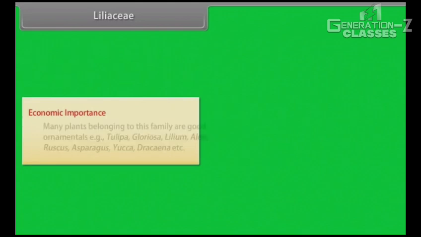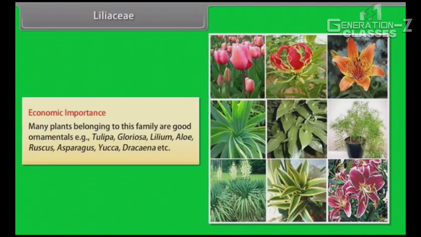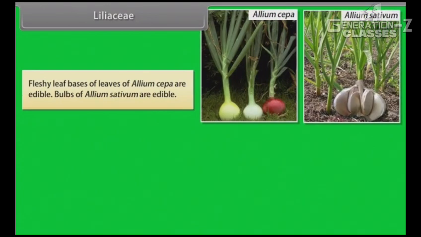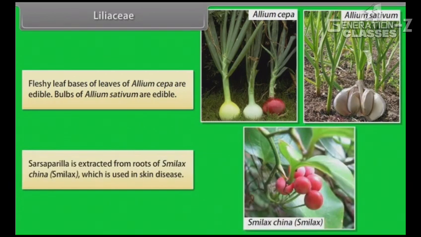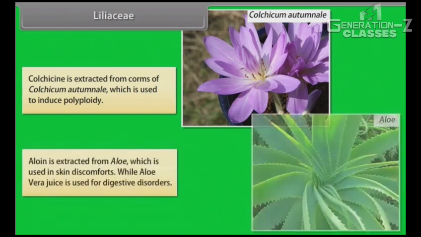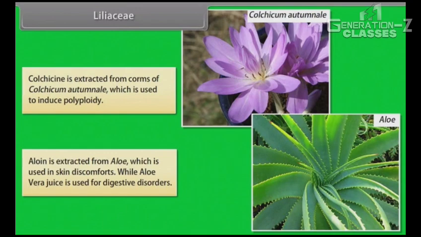Economic importance. Many plants belonging to this family are good ornamentals, for example Tulipa, Gloriosa, Lilium, Aloe, Ruscus, Asparagus, Yucca, Dracaena, etc. Fleshy leaf bases of leaves of Allium cepa are edible. Bulbs of Allium sativum are edible. Sarsaparilla is extracted from roots of Smilax china, which is used in skin disease. Colchicine is extracted from corms of Colchicum autumnale, which is used to induce polyploidy. Aloin is extracted from Aloe, which is used in skin discomforts, while aloe vera juice is used for digestive disorders.